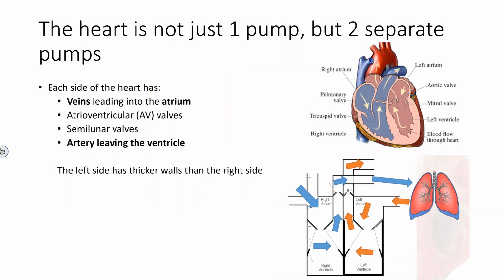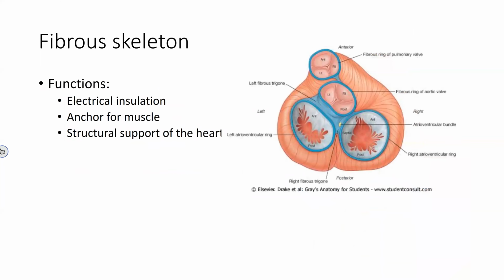It's useful to think of the heart as not one pump, but two separate pumps. Each side of the heart has veins going into an atrium and arteries leaving the ventricle. The left side has thicker walls than the right side because of the greater pressure. The fibrous skeleton is what keeps the heart together. It's useful for electrical insulation, it's a good anchor for muscle, and it gives structural support to the heart.